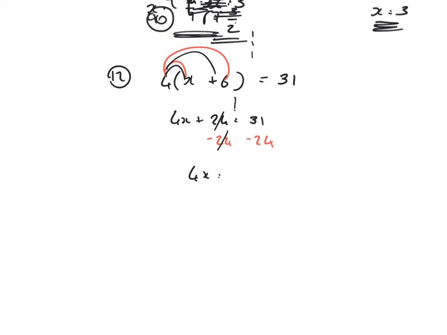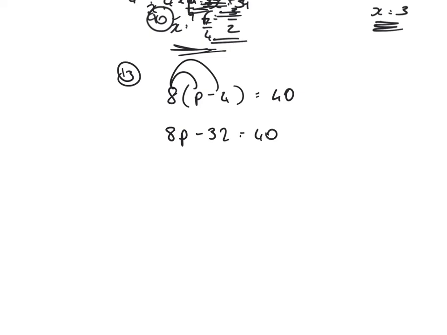Okay, on the left hand side then I'm just left with 4x, and on the right hand side 31 take away 24 is 7. I then get myself down to x by dividing both sides by 4. 4x divided by 4 is x, and I need to divide this side by 4 as well to keep things balanced. x equals 7 over 4. Can it simplify? No. Look at all the numbers. That is the final answer.